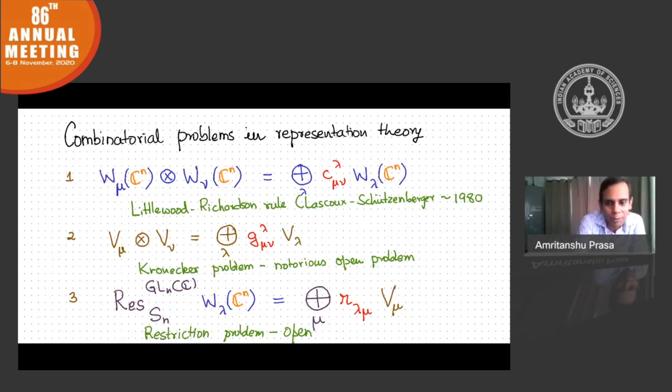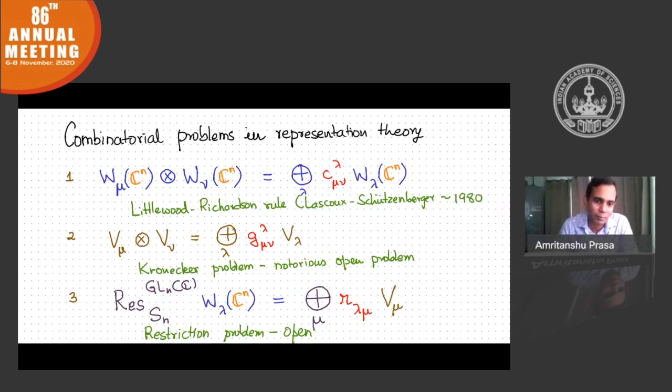But the 2 open problems that I'm working on, one of them is called the Kronecker problem. It's a notorious open problem, and people have been working on it for many years, and we are hoping not to solve the problem completely, but rather to make some progress towards it. So here you take 2 representations of the symmetric group and tensor them, and then you ask how does it decompose.